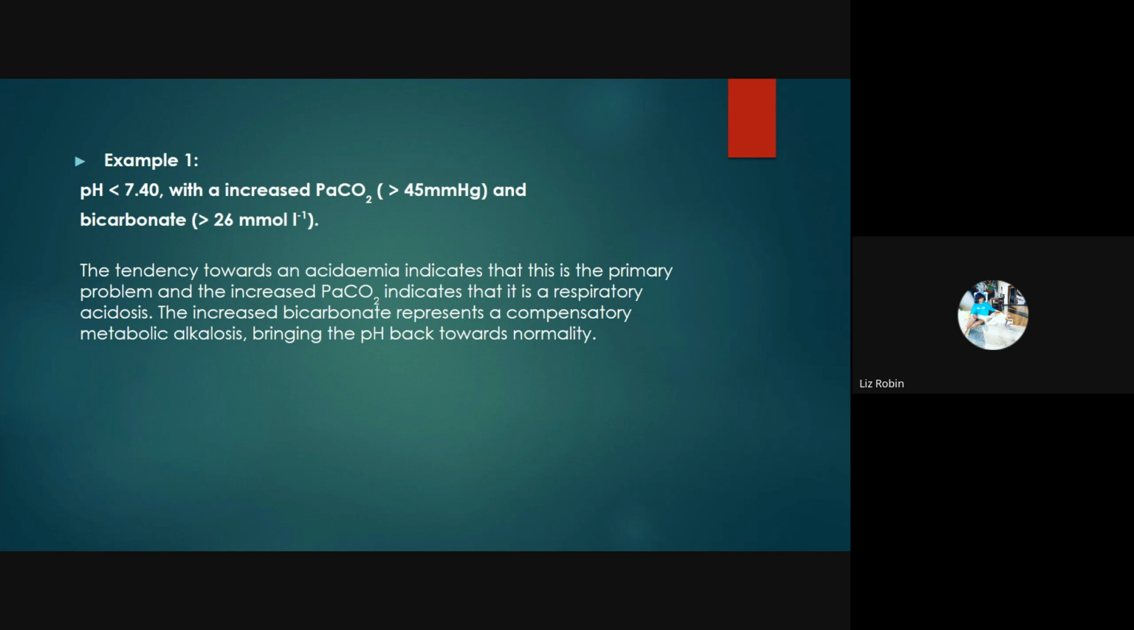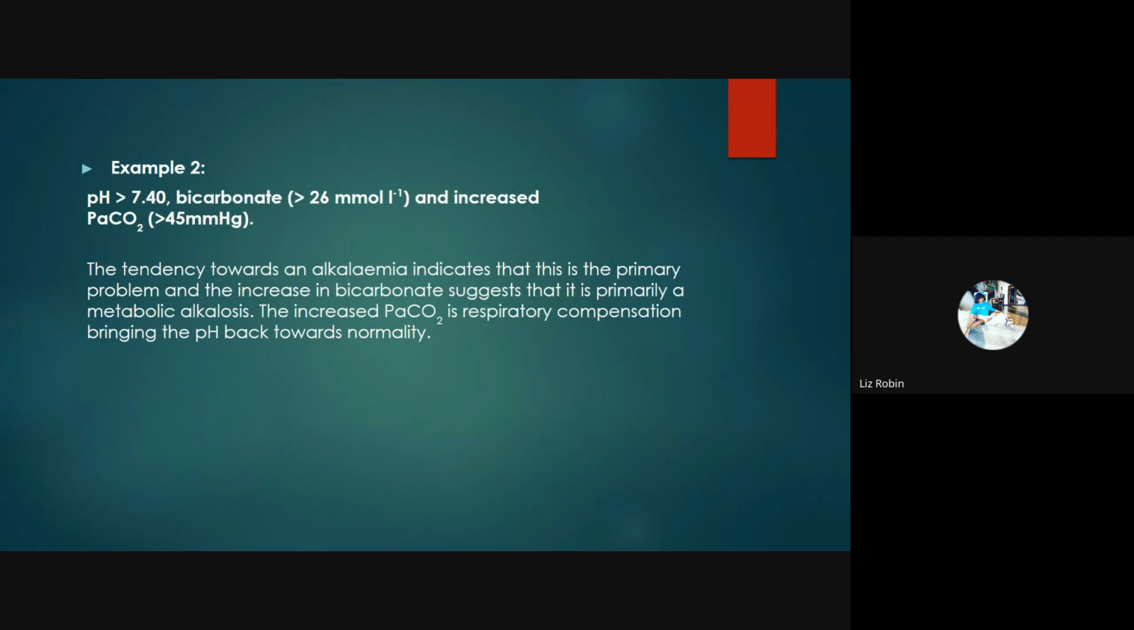Okay, and the next example for compensation will be this. Here the pH was more than 7.4, and it was noticed that this patient's bicarb was more than 26. It was also found that the PaCO2 of this patient was more than 45. So here, again, the patient seems to be in a state of alkalemia, and the bicarb is also on the higher side, indicating that it's metabolic alkalosis. As a result of compensation, the PCO2 is increasing in this patient. That's why it is around 45. And thus the pH is brought back towards normality.